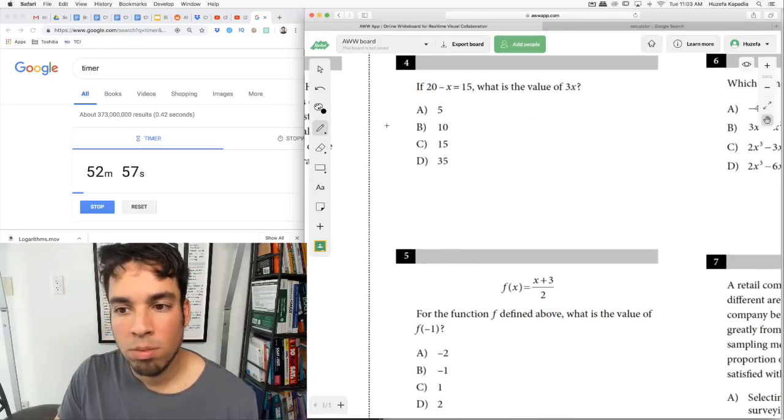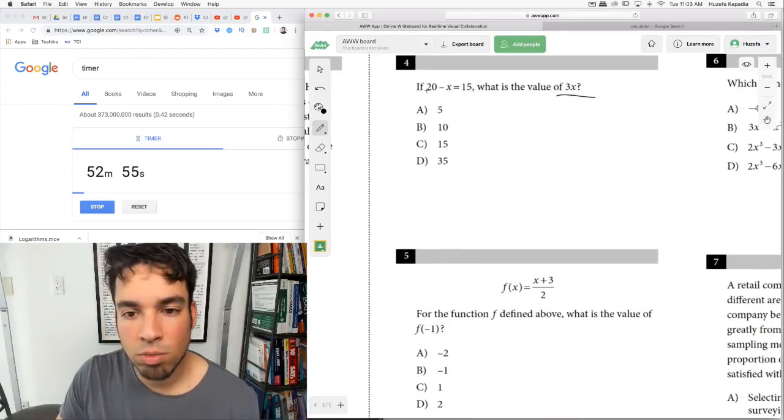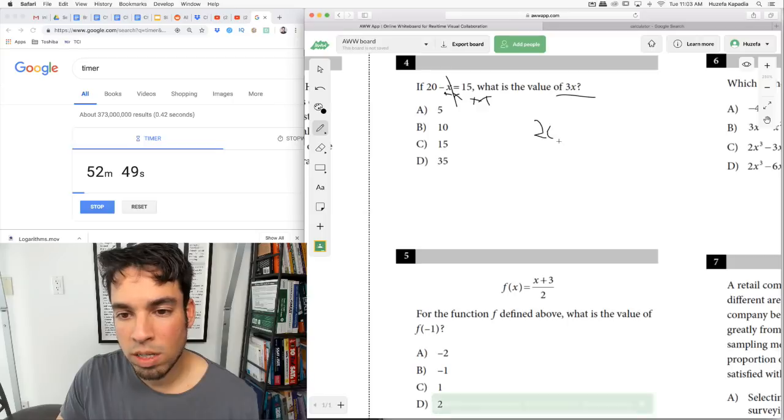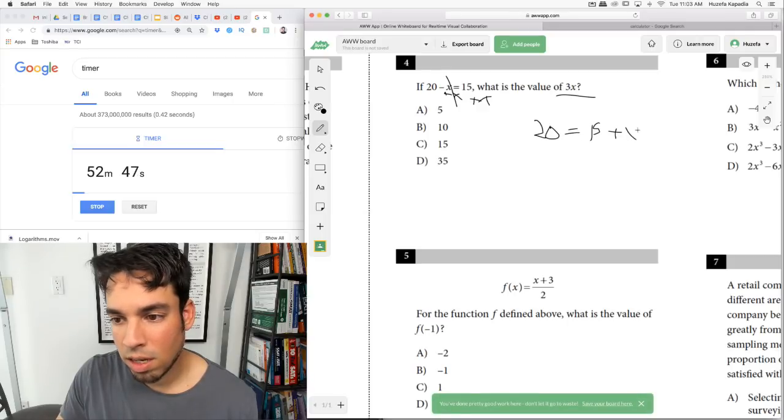Next, number 4. What is the value of 3x, not x, 3x? So let's solve for x. I'm going to add x to both sides because I don't like dealing with negatives. So now it's 20 equals 15 plus x, and then I'm going to isolate x by subtracting 15, and x equals 5.